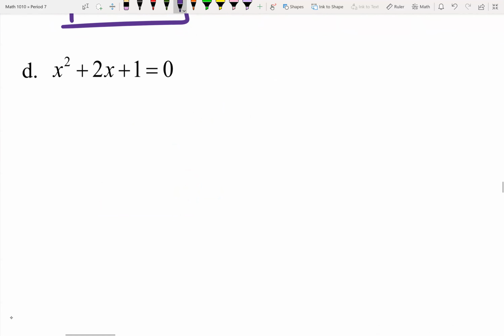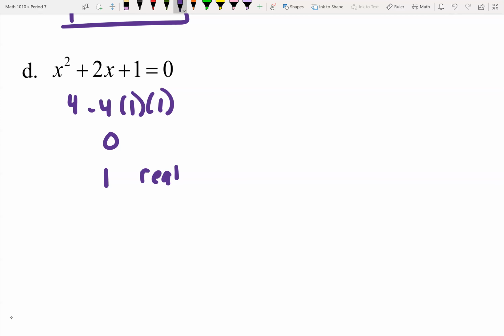Okay? Next one. B squared minus 4AC. 2 squared is 4. Minus 4 times 1 times 1. That gives me a 0. You have a square root of 0. Square root of 0 goes away. The plus or minus goes away. How many solutions do you have, everybody? 1. Is it real or complex?